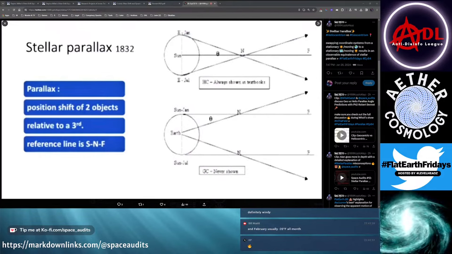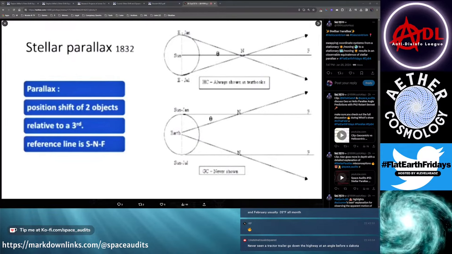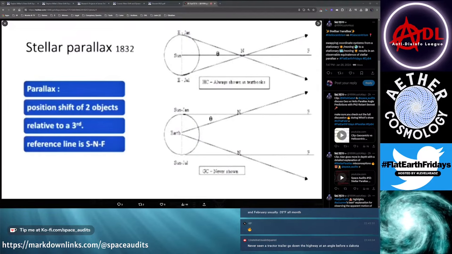So we're talking about stellar parallax. Now, what is stellar parallax? This is an observation of the stars, right? So we're talking about background stars, stars that are in the foreground and in our position. And the stars in the foreground seem to displace, and they claim that this is due to the motion of Earth.